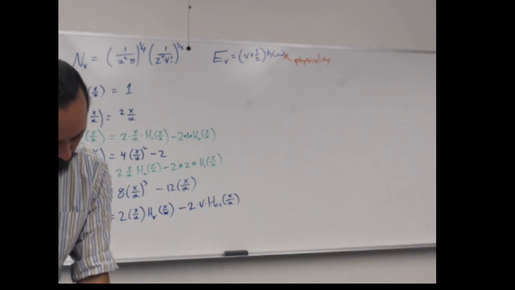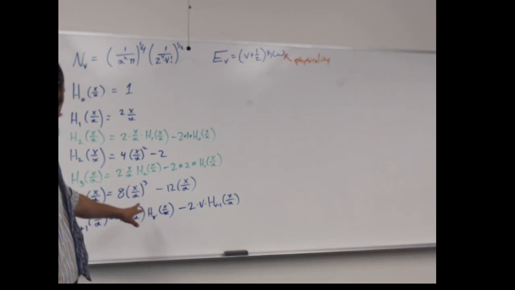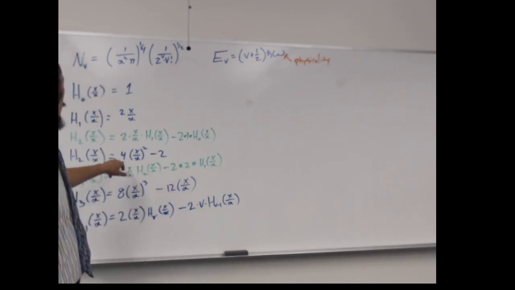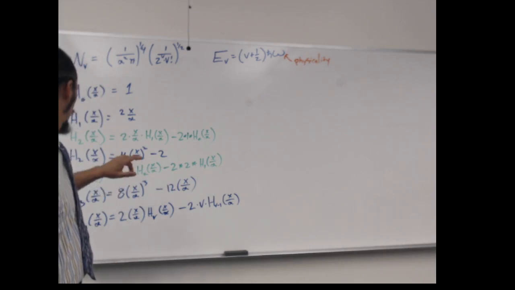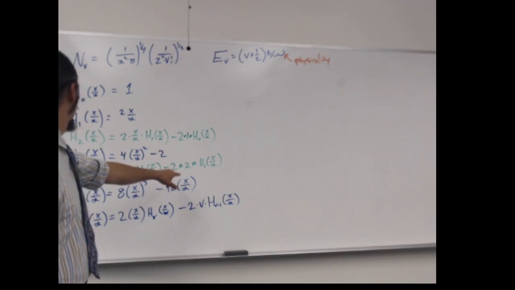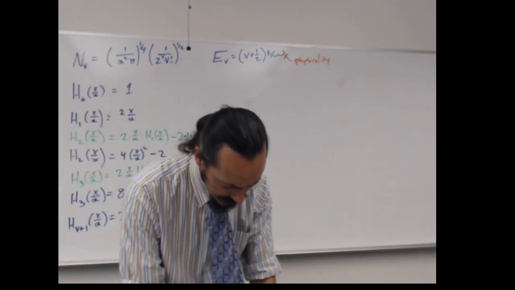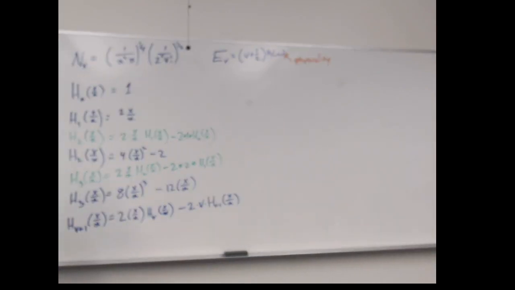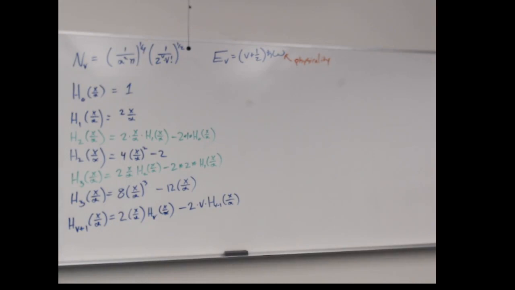I think it's 12. We've got 2 times 2 times 4. Ooh. Let me see. H1, 2 times 2 times 2. That should be 6. It is definitely 12. I'll have to double check that. I know it's 12. I'm back to like, ooh, did I make a typo someplace? I don't think I made a typo.